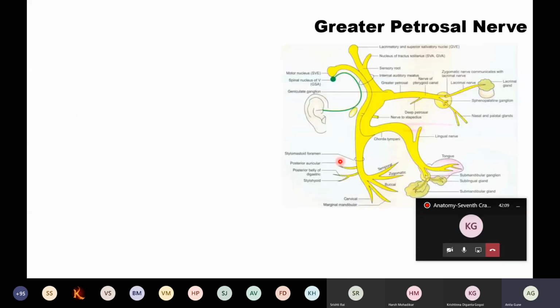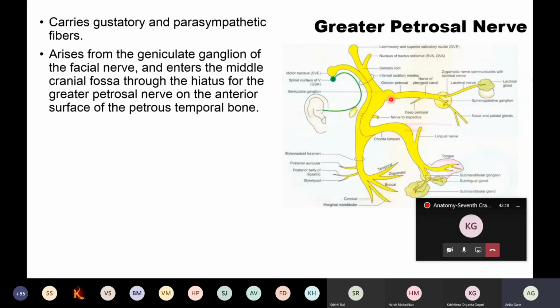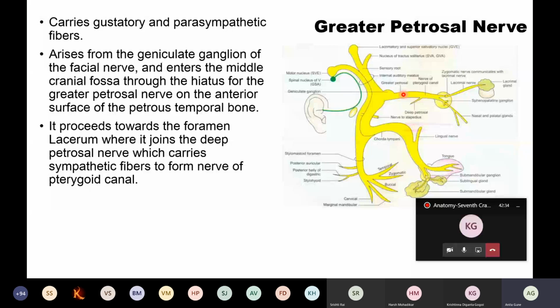Coming to the greater petrosal nerve, as we said, it is arising from the geniculate ganglion. It is responsible for carrying the parasympathetic fibers. After it arises from the geniculate ganglion, it pierces the anterior part and the roof of the middle ear cavity to enter through a hiatus into the middle cranial fossa. Once it goes into the middle cranial fossa, it will go towards the foramen lacerum.